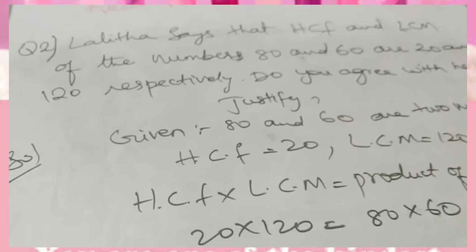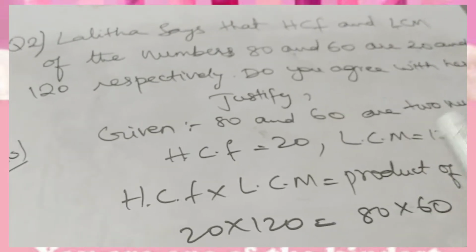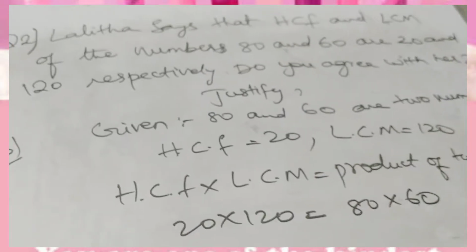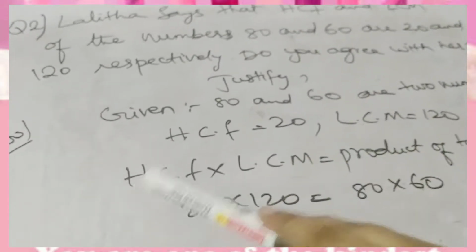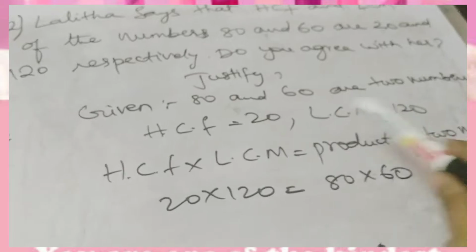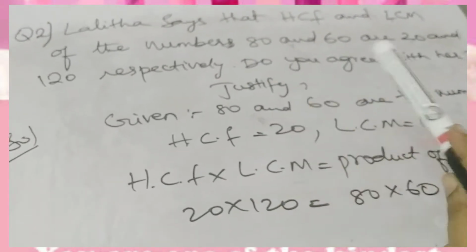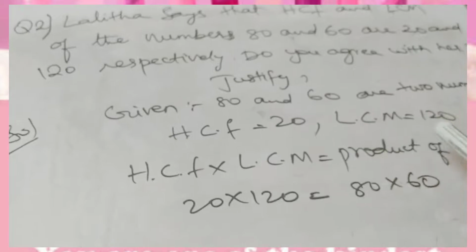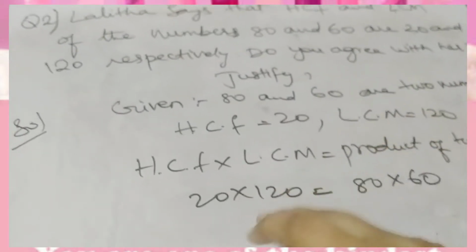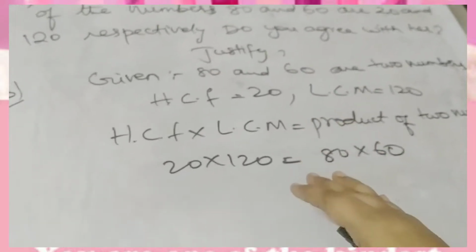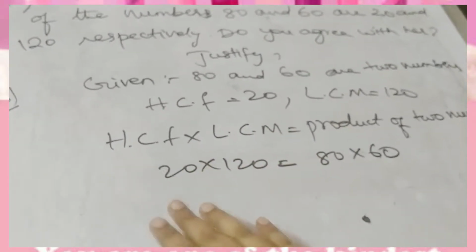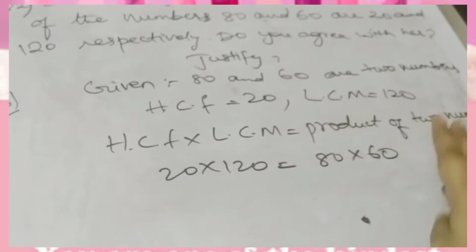The second question is: Lalita says that the HCF and LCM of the numbers 80 and 60 are 20 and 120 respectively. Do you agree with her? Justify. Given 80 and 60 are two numbers, HCF is 20 and LCM is 120. What is the formula? HCF × LCM = product of the two numbers. This formula is given in your book. So HCF 20 × LCM 120 should equal the product of the two numbers, 80 and 60.